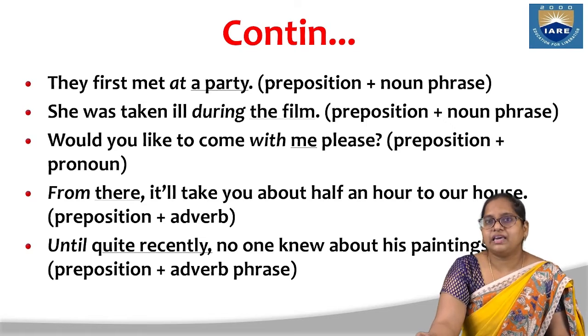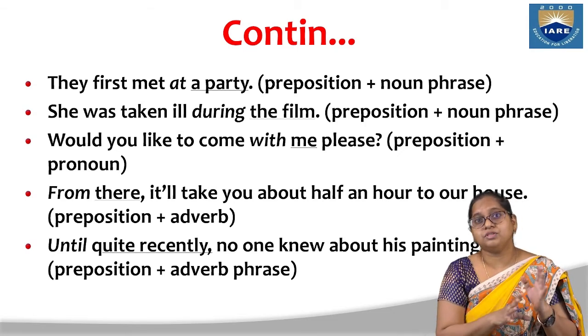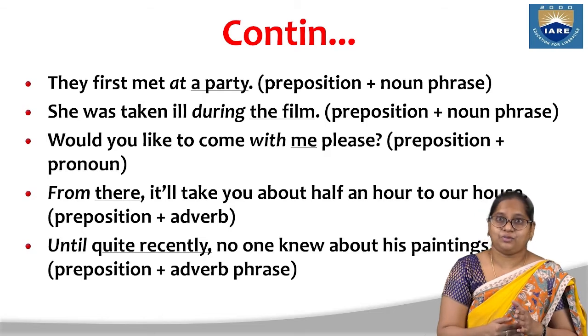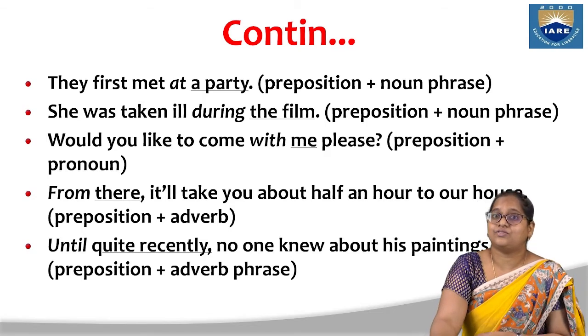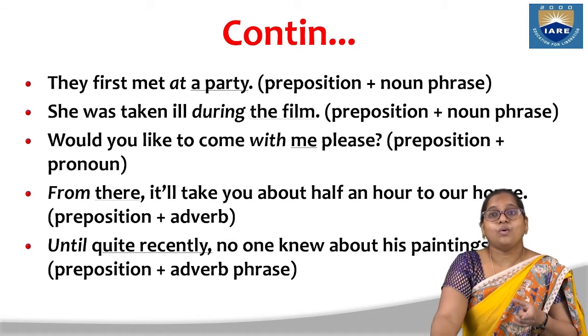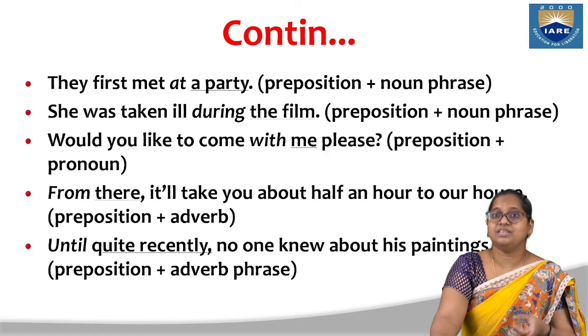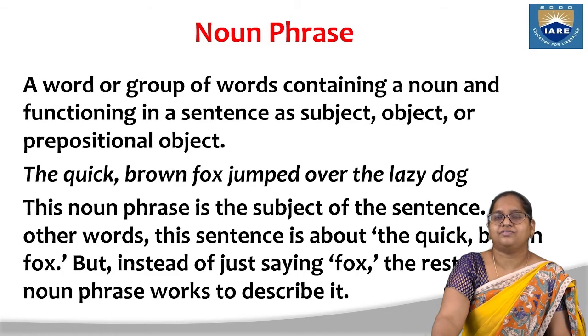Next, the fourth example: From there, it'll take you about half an hour to our house. "From" is a preposition and "there" is an adverb, right? And the next sentence: Until quite recently. "Until" is a preposition, and "quite recently" is an adverb phrase. So the preposition is combined with an adverb phrase. These are some examples of prepositional phrases.